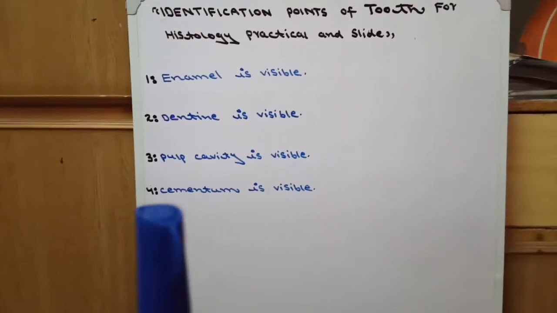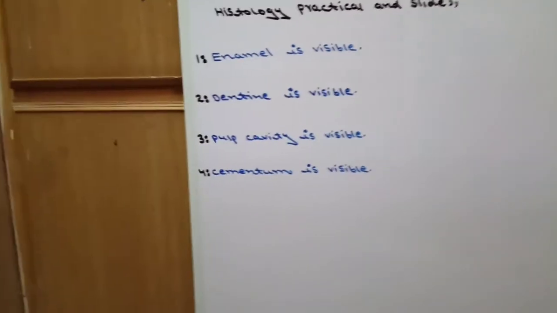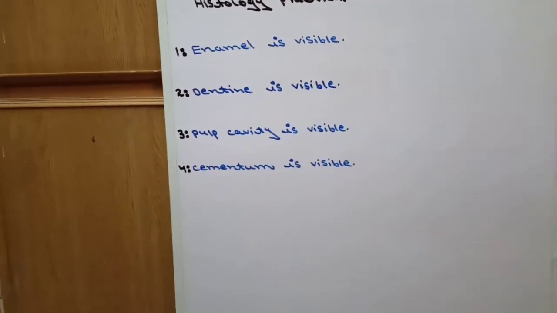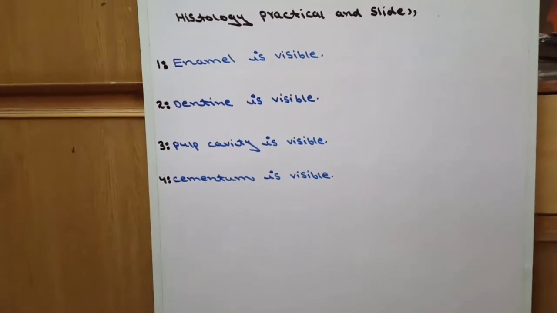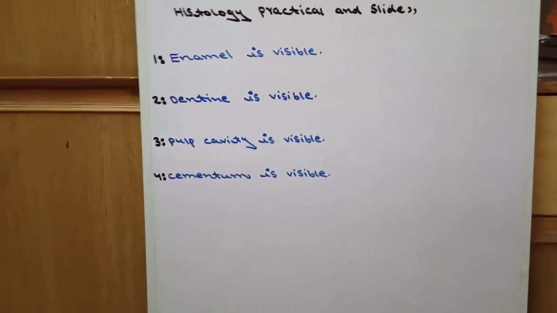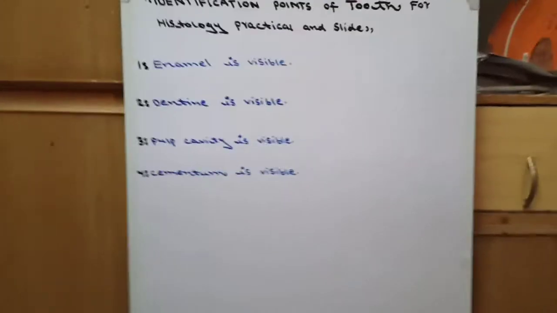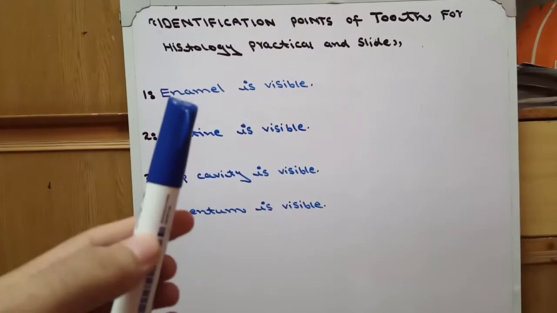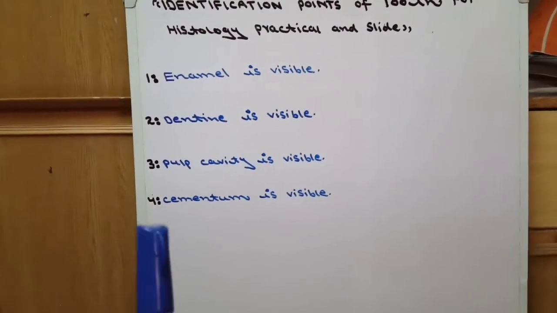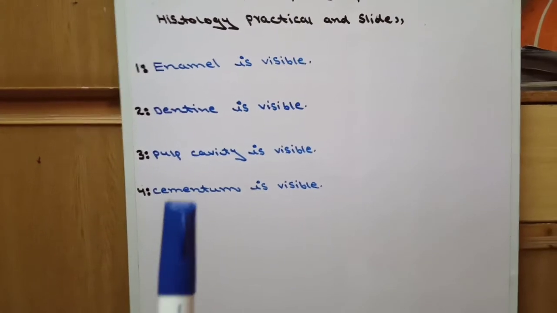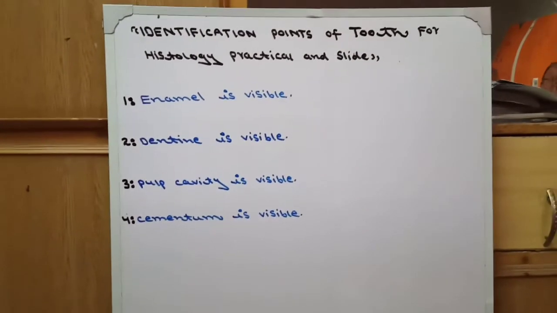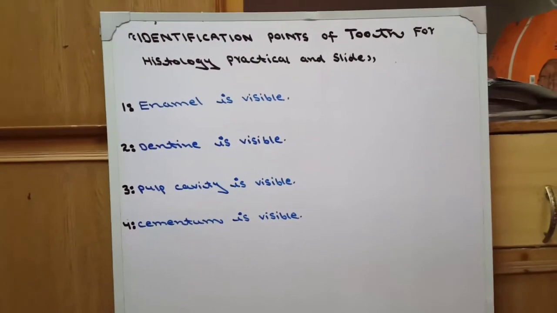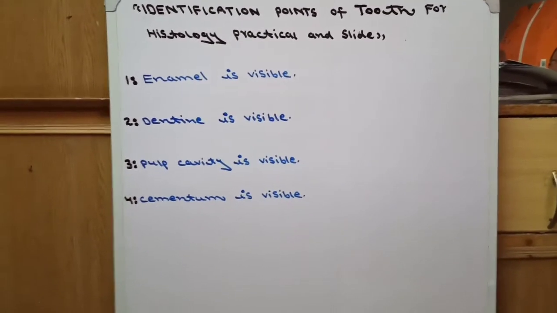Number four, cementum is visible. Cementum is the outermost covering of tooth on the root surface. On the visible portion of tooth, the crown surface, the outermost covering is enamel. But on the root surface, the outermost covering of tooth is cementum. These are the identification points of tooth for histology practical and slide.